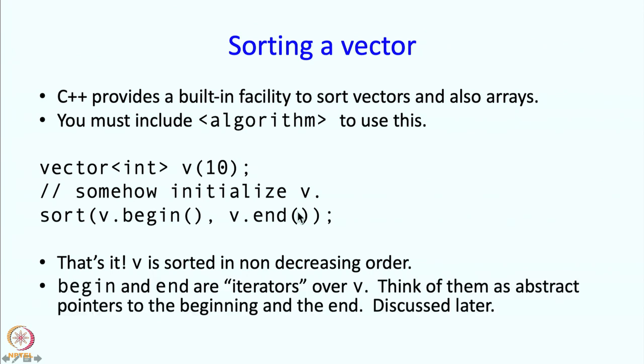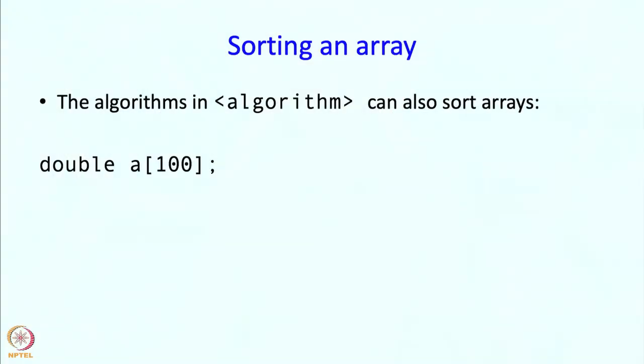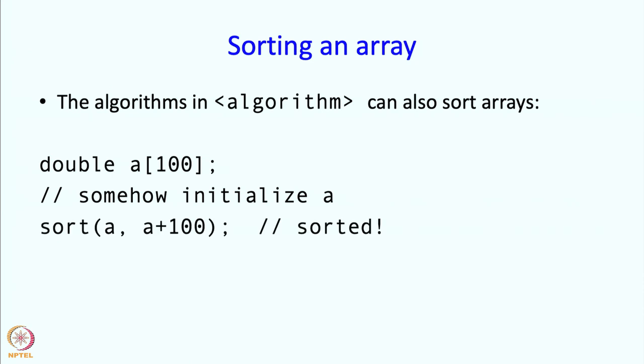Begin and end are what are called iterators. Iterators are kind of pointers, but they are abstract pointers, and we are going to discuss them later. Sorting an array is quite similar, but not entirely. Again, we need the header file algorithm. Suppose we have an array of 100 elements, and somehow we initialized it, put values into it. If I want to sort it, I just have to write sort a, a plus 100, or whatever the length is should appear over here. That's it. Then it's sorted.